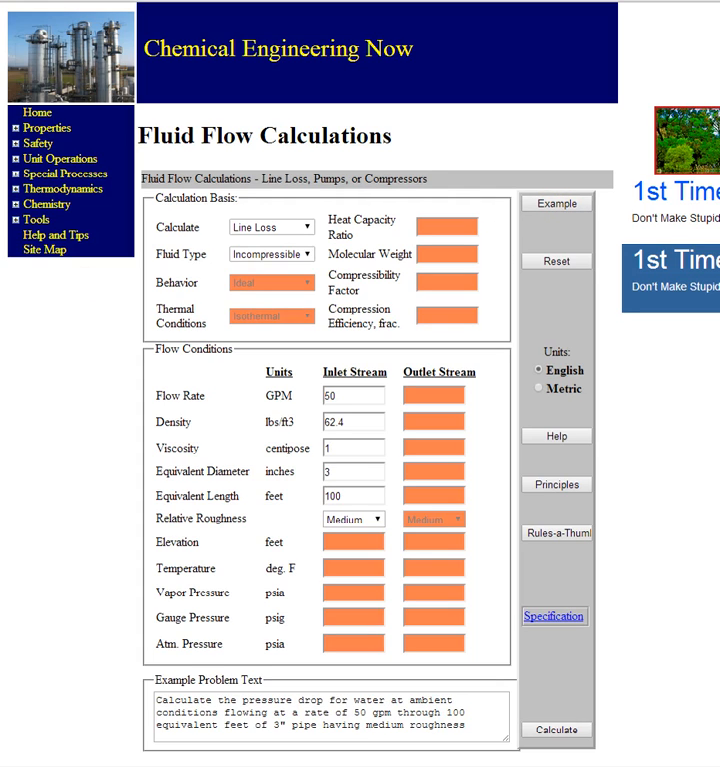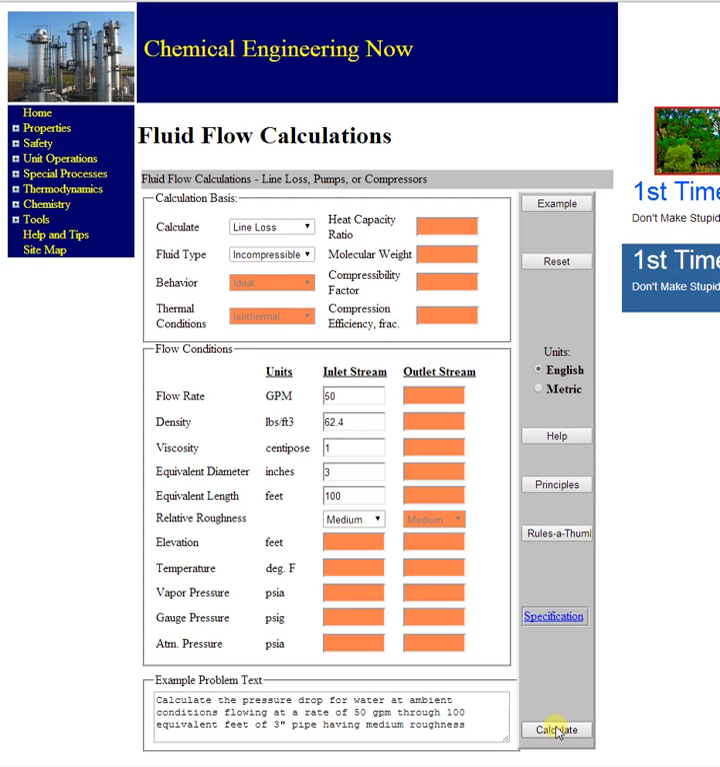Calculate the pressure drop for water at ambient conditions using the rate of 50 GPM through 100 equivalent feet of 3-inch pipe having a medium roughness. This 100 feet of equivalent length of piping was already calculated by using the system provided, which is one 3-inch gate valve, 3 90-degree long radius elbows, and 58 lineal feet of 3-inch pipe.